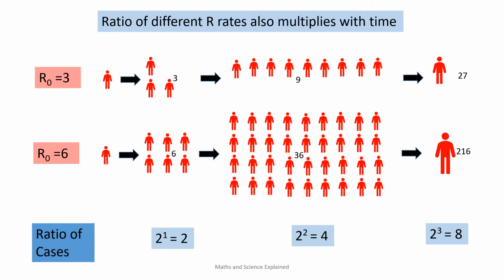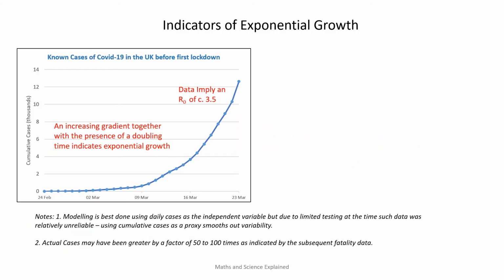Let's move on to looking at how real data can indicate exponential growth. Here we have a plot of known COVID cases up to the first UK lockdown on 23rd of March 2020. The data are indicative of exponential growth because the gradient or rate of growth keeps increasing, and also because we can detect an approximate doubling time from them.